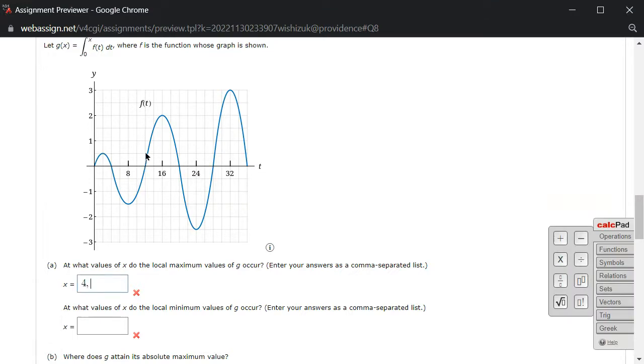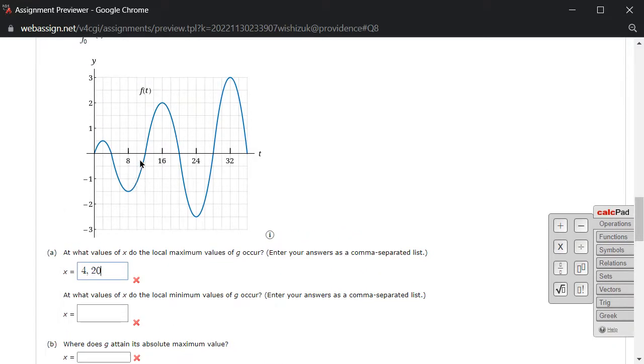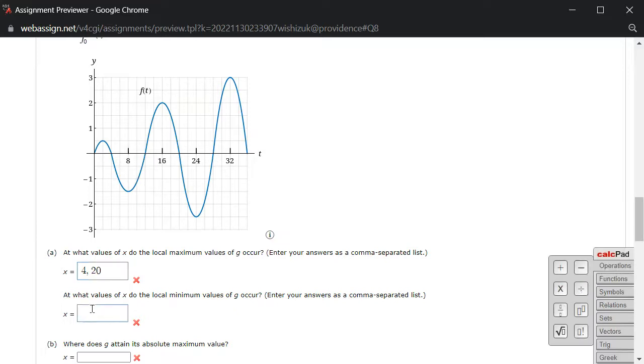This one is negative to positive, so no. Positive to negative, so at 20, we have 1, 2. And here it's negative to positive. So it's 4 and 20. And at what values of x is there a local minimum? In order to get a local minimum, it's basically the other one. So here we have 12 turning from a negative derivative into a positive derivative. Here at 28, negative to positive, so it's 28 there.